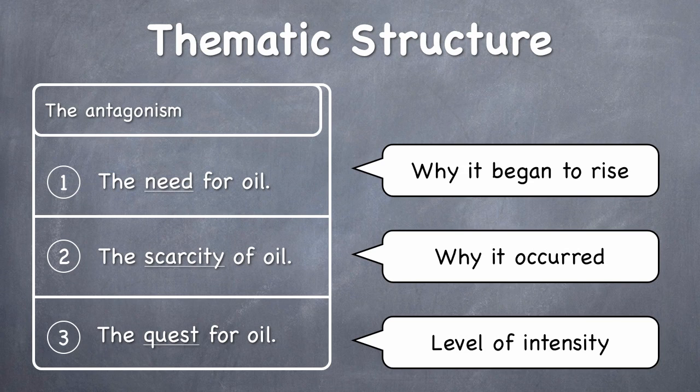They're very different from one another. The need is very different from scarcity, and the scarcity is different from quest. And this is very important because, again, you have three main sections that are very different from one another. And the thematic structure allows you to do that very effectively.